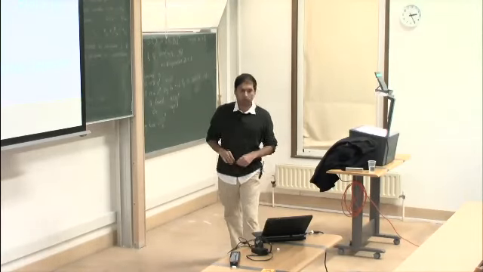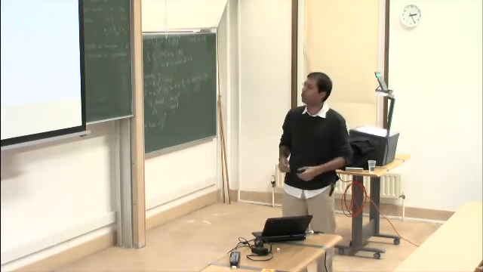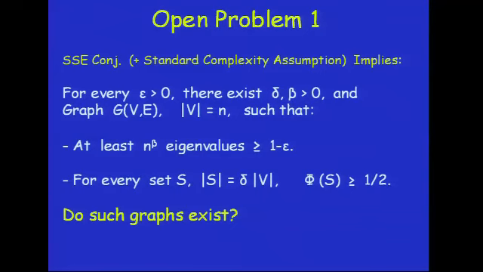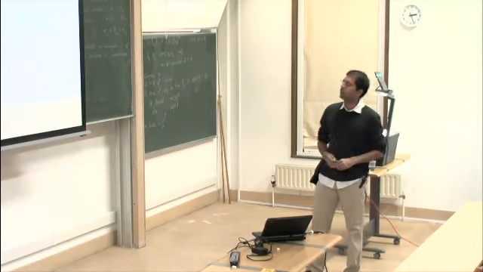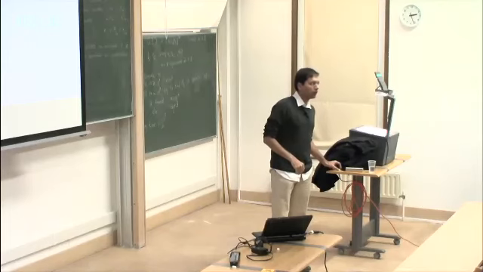Okay. So if you write down what this graph has to look like, I wrote down the description. So this conjecture plus this complexity assumption implies the following: that for every epsilon there is delta and beta, and a large infinite family of graphs such that the graphs have a large number of large eigenvalues, specifically at least n to the beta eigenvalues that are at least 1 minus epsilon, and every set of size delta expands by at least half. Okay. And the question is, do these graphs exist?